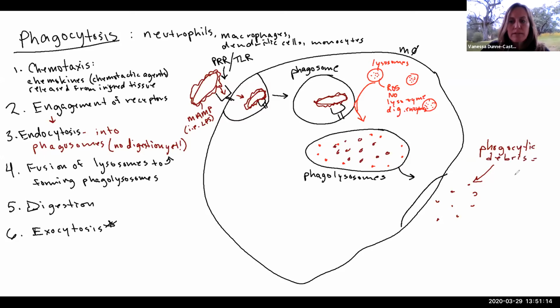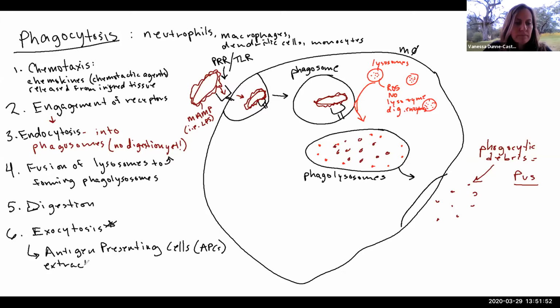Which actually is pus. And this stuff needs to get cleared out of our system with our lymphatic system, and we'll talk about that more in our next chapter. However, I put a little asterisk mark here because our antigen presenting cells, or our APCs, will extract antigens, which are pieces of that digested pathogen.